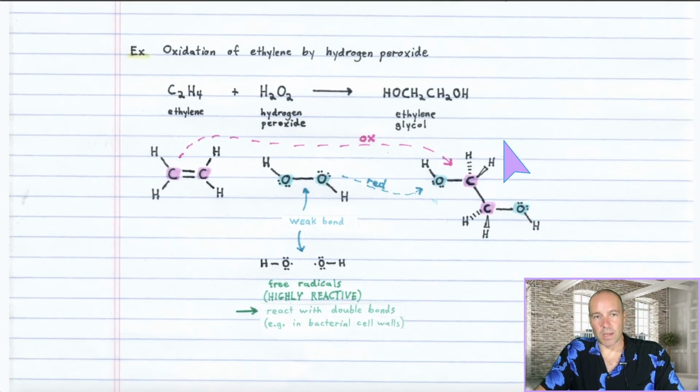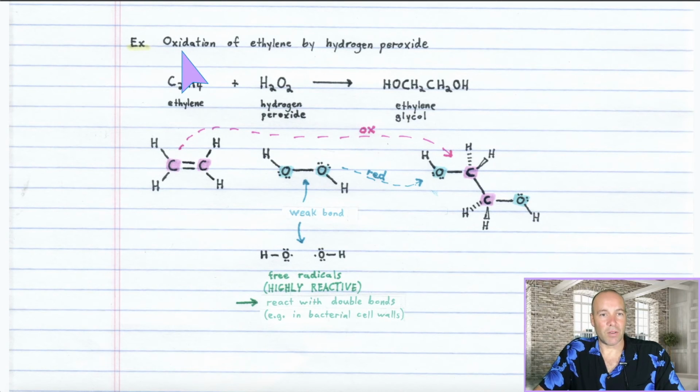Now, one more example in this lecture. Let's look at the oxidation of ethylene by hydrogen peroxide. Now, ethylene has the formula C2H4, and hydrogen peroxide is H2O2. And as we just did in the previous example, let's draw the Lewis structures.